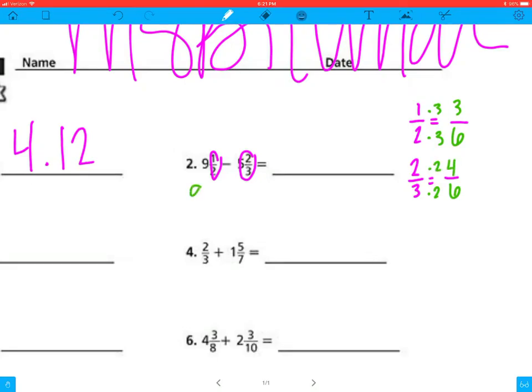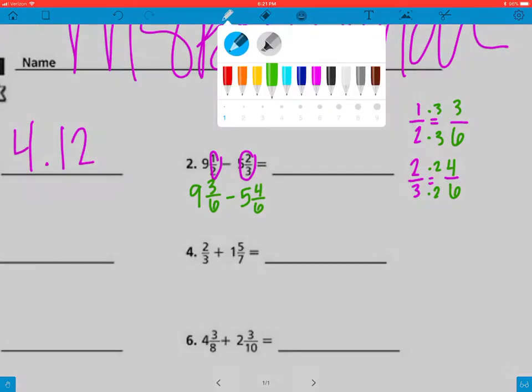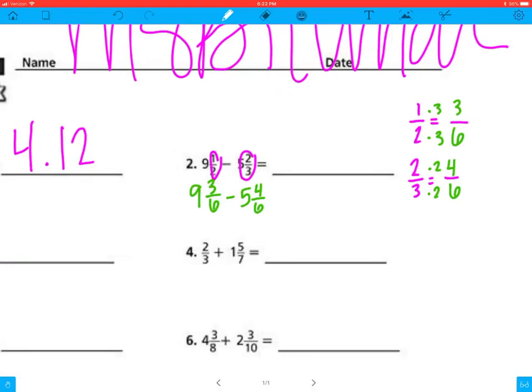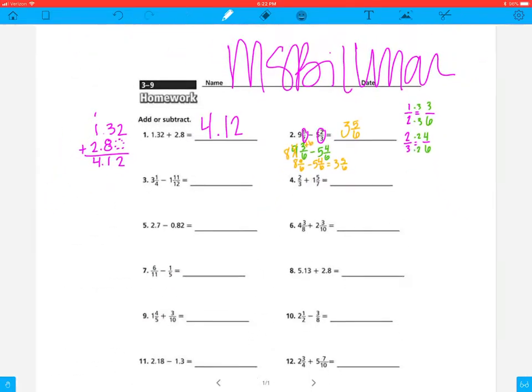I'm going to rewrite it, 9 3/6 minus 5 4/6. Now I'm going to do some regrouping with my whole number. When I have my whole number, that's like saying I have a full pizza with 6 slices, and I'm going to borrow and I'm going to add it to my numerator. So 8 9/6 minus 5 4/6, and I get an answer of 3 5/6. If you did it in an improper fraction and you simplify down to 3 5/6, you could also do that too.